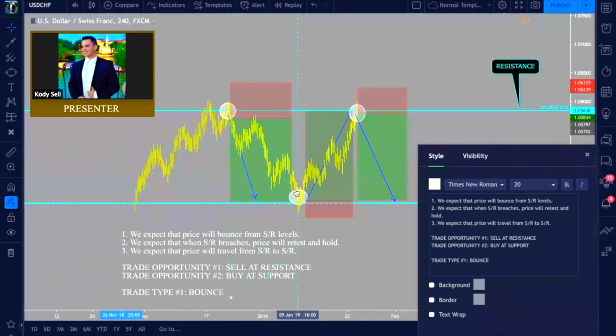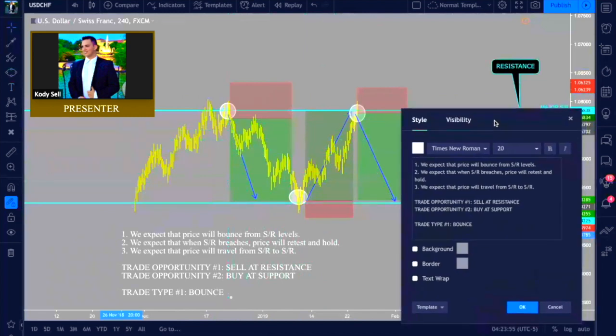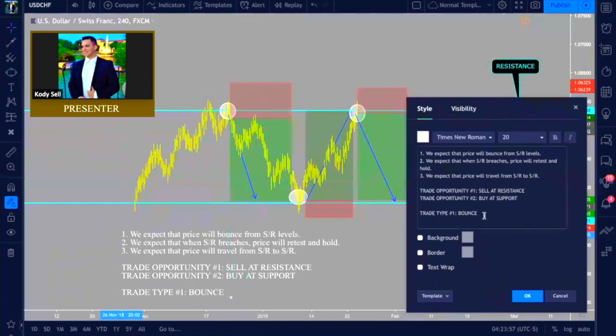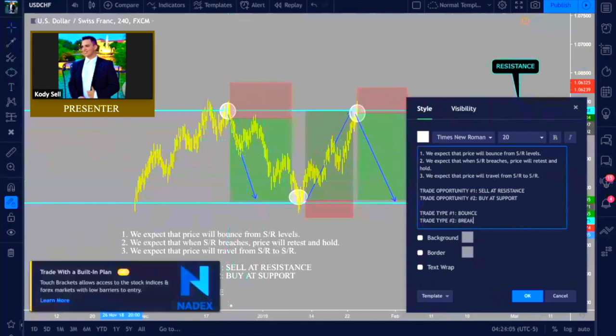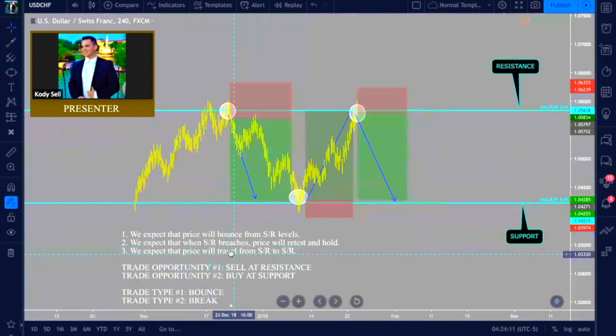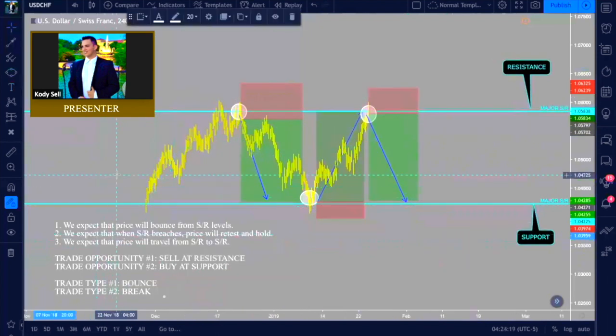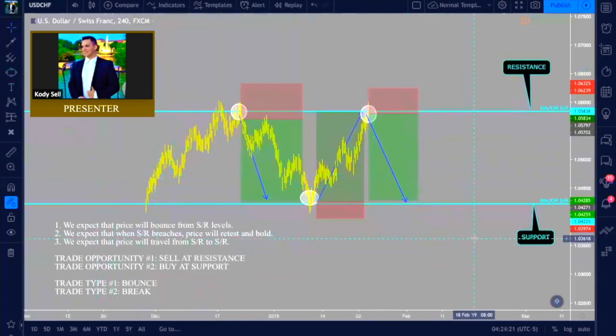When price gets to support, we expect it will hold and price will bounce up. But we know already that at some point, all supports and all resistances will break. In that instance, if you're trading a bounce, you'll lose the trade. In that instance, you need to be ready for the second trade type. Trade type number two, break. So there is bounce and there is break. Those are the two trade types. That's it. It's really simple.